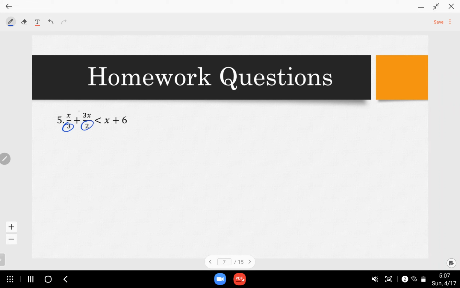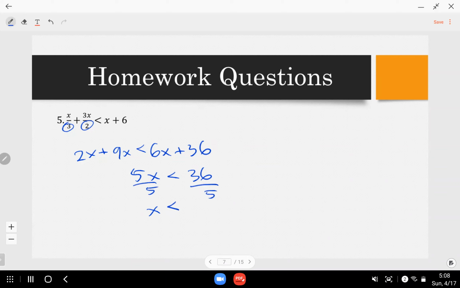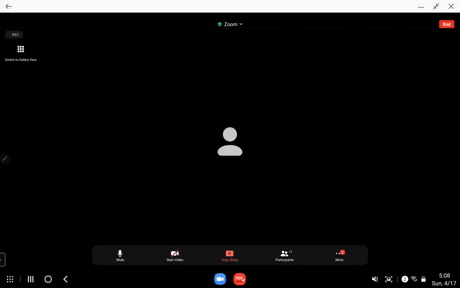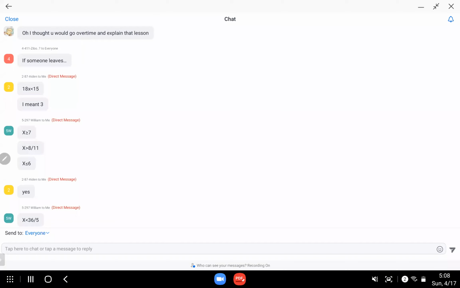So if you multiply this side by 6, x over 3 times 6 is 2x, plus 3x over 2 times 6 is 9x, is less than x plus, actually 6x plus 36. All right, then this 5x is less than 36. Not equal, less than. Remember, divide both sides by 5, you get it's less than 36 over 5. So hopefully everybody got 36 over 5, right? Just a quick review of last time.